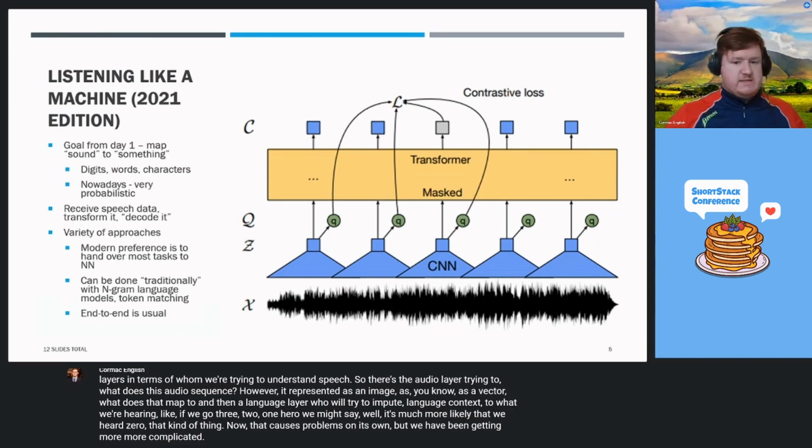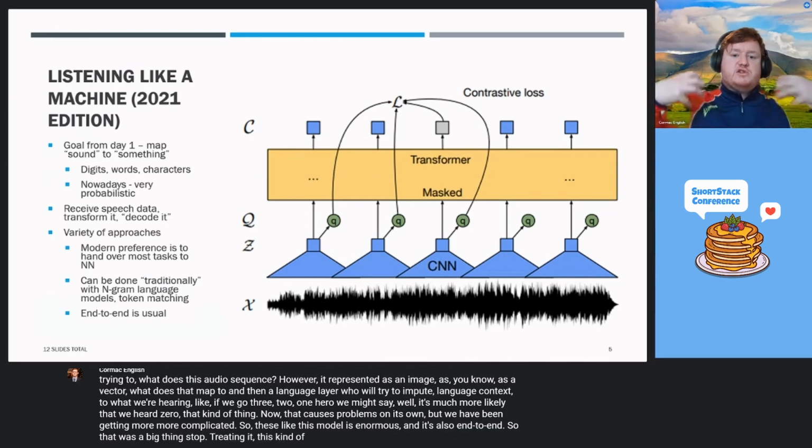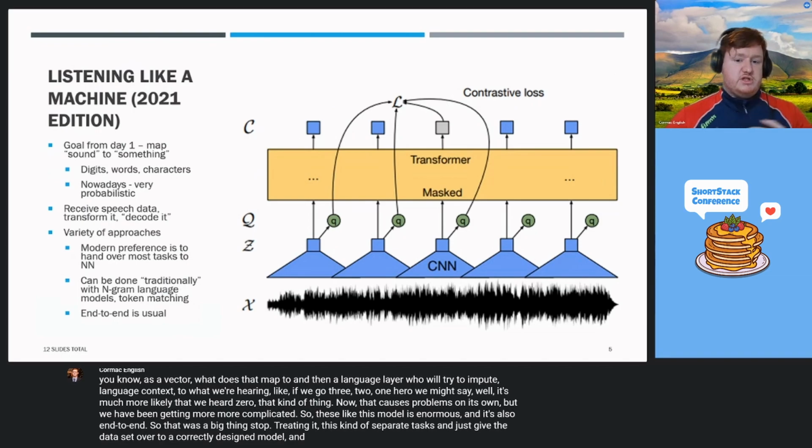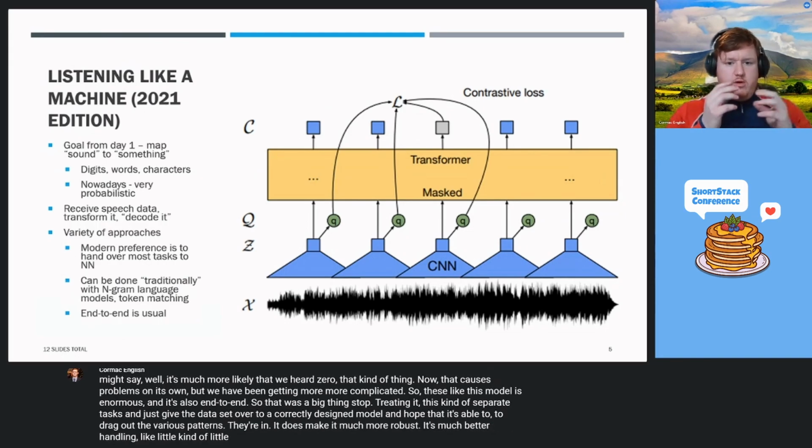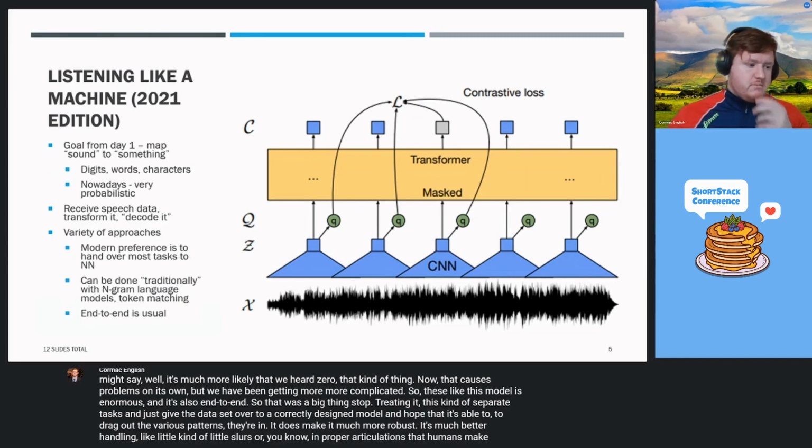This model is enormous, and it's also end to end. That was a big thing: stop treating it as separate tasks, and just give the data set over to a correctly designed model and hope that it's able to drag out the various patterns therein. It does make it much more robust. It's much better at handling the little slurs or improper articulations that humans make all the time.